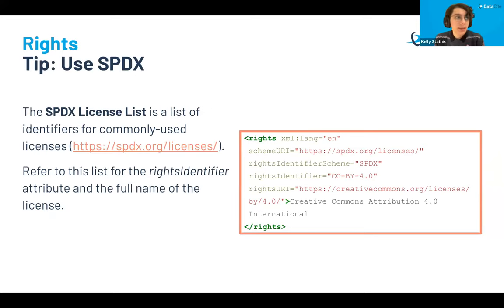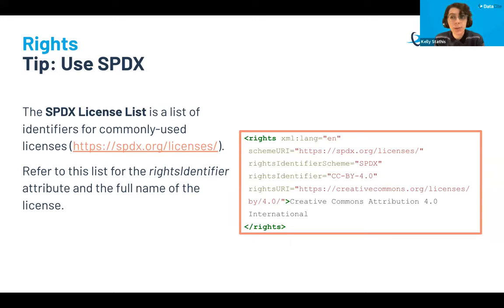When referencing a license in the rights property, we do recommend using the SPDX license list. This list has identifiers for commonly used licenses. You can refer to this list with the rights identifier attributes, as well as to confirm the official full name of the license when you're putting that in the rights property. And we find that using SPDX helps to promote consistency in this property.